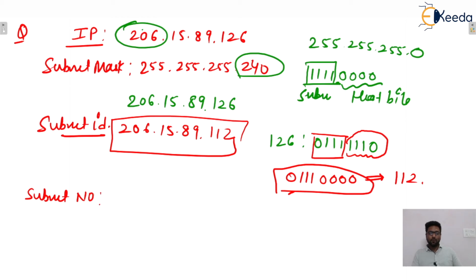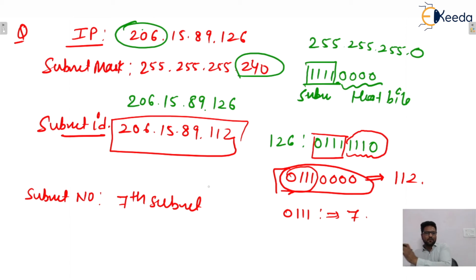Now, second question is what is the subnet number? Subnet number of the subnet in which this IP belongs to. That is the question, isn't it? So we can say that here these bits are the subnet bits 0, 1, 1, 1. So decimal value of this one will be what? 7. So we can say that that is the 7th subnet. That means there will be first subnet, second subnet, third, fourth, fifth, sixth, seventh.